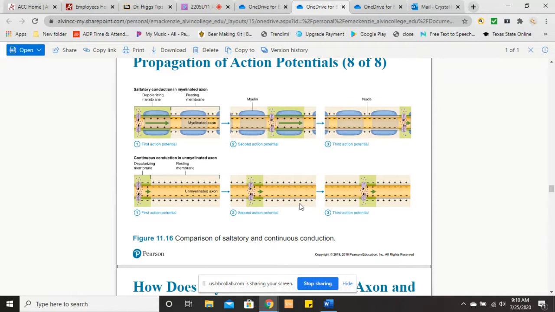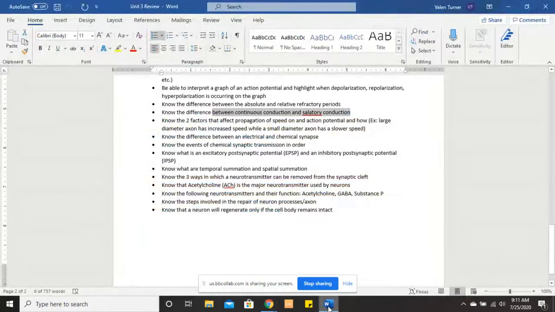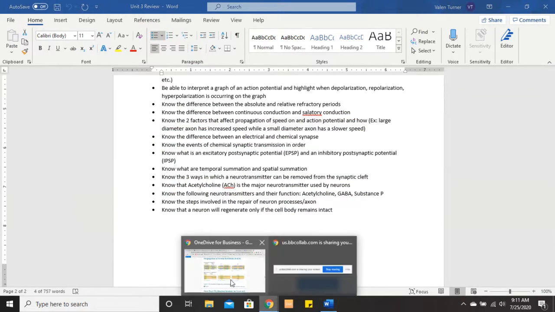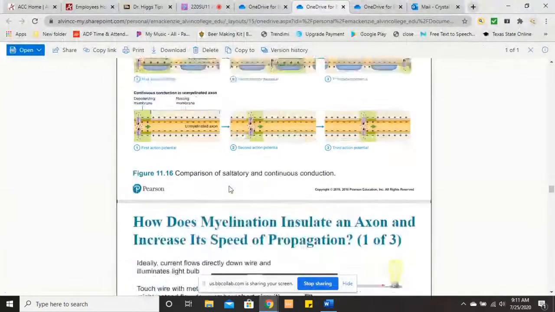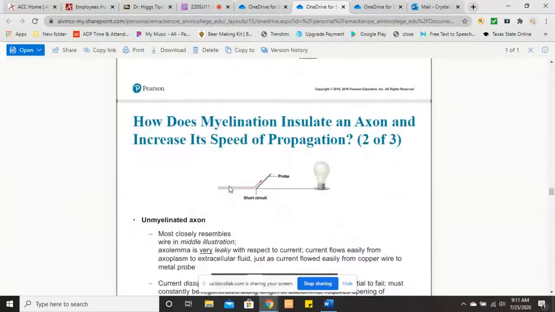So there's no internode or node of Ranvier. So we know saltatory conduction only occurs in myelinated neurons, in neurons that have myelin. If you are an unmyelinated neuron, if you're a neuron that does not have myelin, you will do continuous conduction. And then we talk about things that could affect the speed of the conduction. How fast can it go? Well, there are a couple things that could affect the speed.